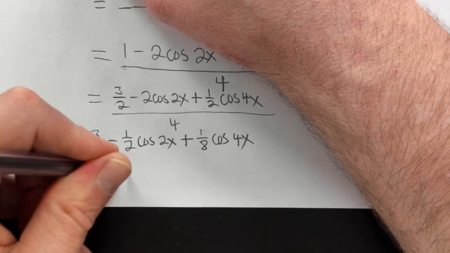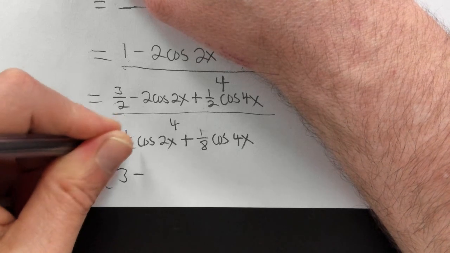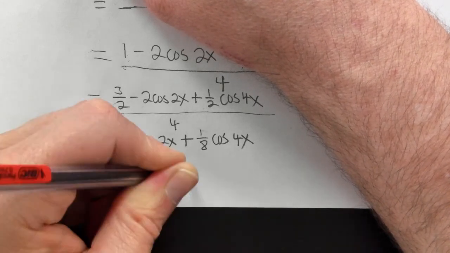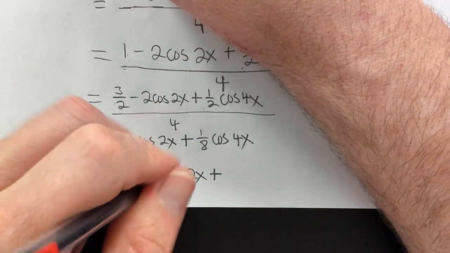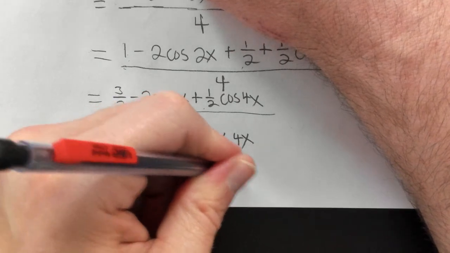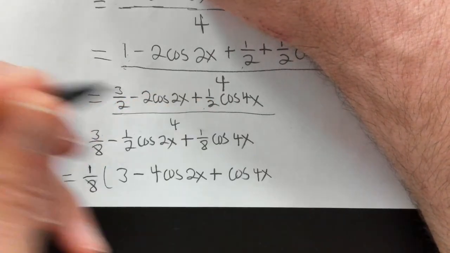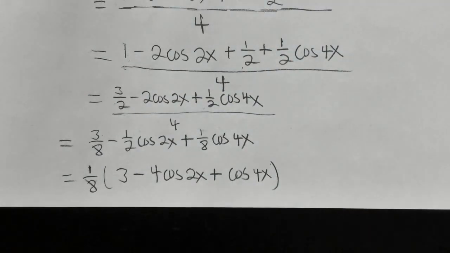That'll cancel and leave me with 3 minus the 8 here divided by 2 will make 4, so that's 4 cosine 2x plus the 8 cancels there and just leaves me with plus cosine 4x. Alright. And that's probably the simplest form that we will leave our answer in.